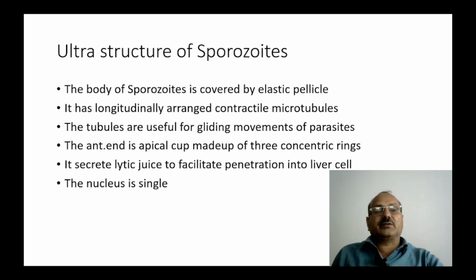Then the ultrastructure of the sporozoites. The body of the sporozoite is covered by an elastic pellicle. It has longitudinally arranged contractile microtubules. The tubules are useful for the gliding movement of the parasite. The anterior end is an apical cup made up of three concentric rings. It secretes lytic juice to facilitate penetration into the liver cell. The nucleus is single.